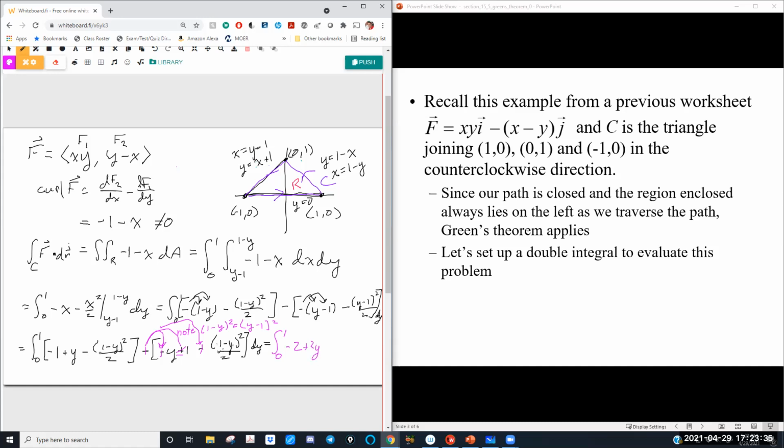But look at what happens here. Negative 1 minus y, the quantity squared over 2, and a positive 1 minus y squared over 2. Those actually cancel, and here is what we have left. So just to finish this one off, we get minus 2y plus y squared from 0 to 1. Plugging in the 1, we get negative 2 plus 1, or negative 1.